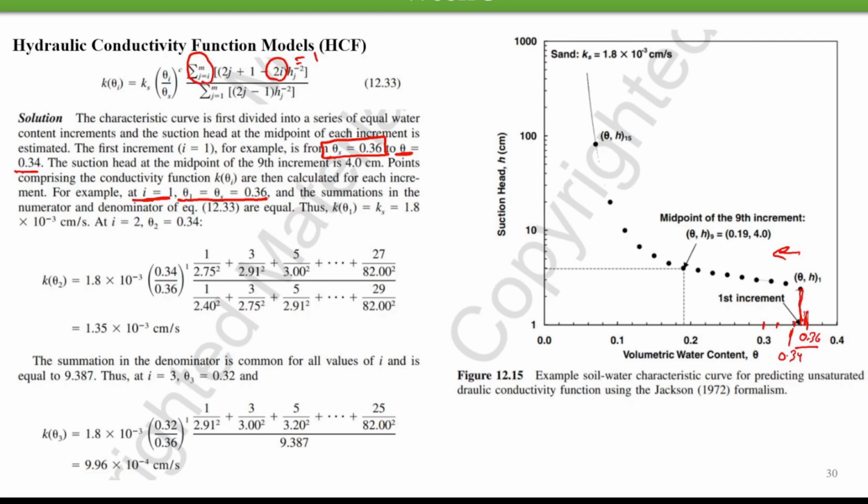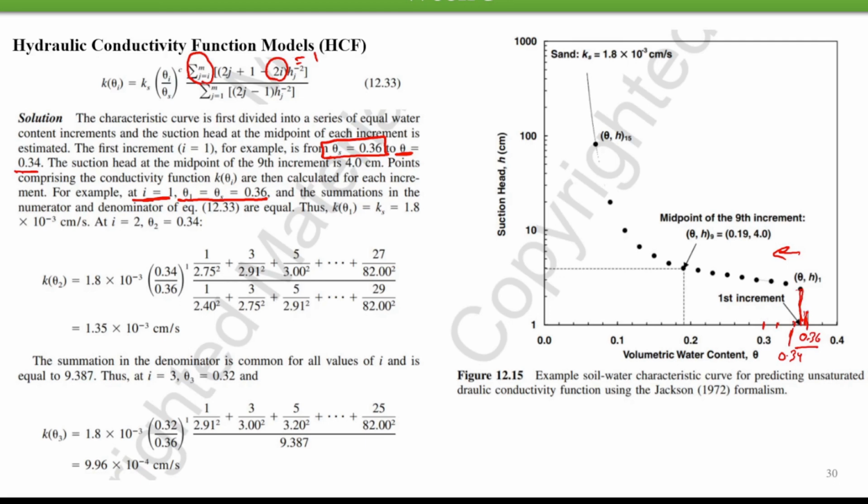Okay, the value of m is equal to the number of increments which we are taking. So we are taking 15 increments, so we are taking this for the 15 times.